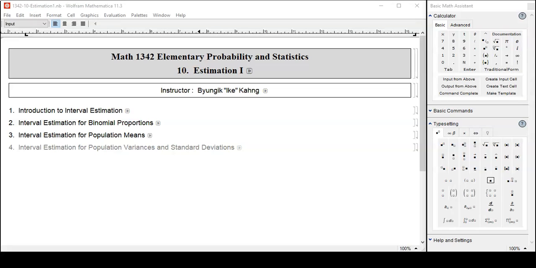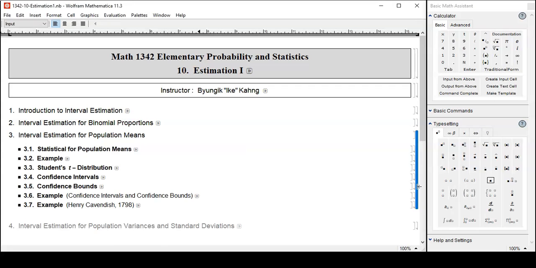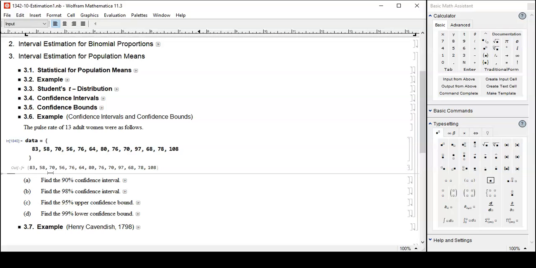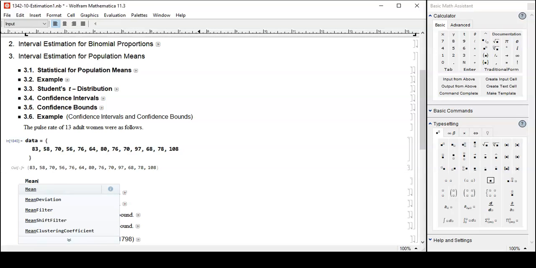Hello students, welcome back. Now let's go to the confidence bound problem. That is the latter half of this problem set. Let's see. We have the data, and the mean and standard deviation are.